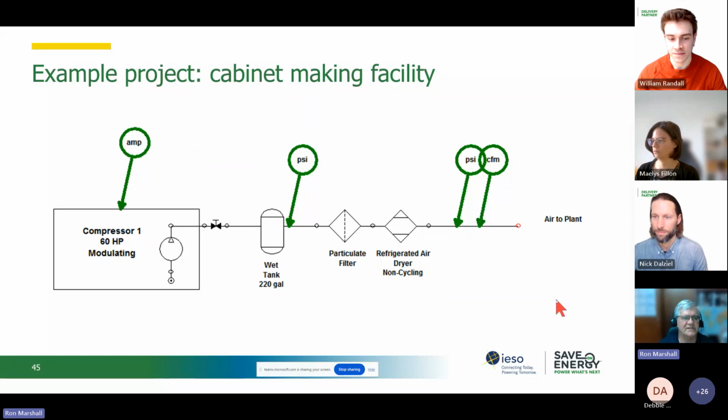Okay. All right. And this is just kind of a weird example that I like to show, right? Because it's going from modulation to, say, a variable speed compressor, which gets you the maximum savings. So here's just a small little cabinet making facility, I should say, not machine. This is how it's laid out: just a single compressor with a small wet tank and non-cycling dryer.